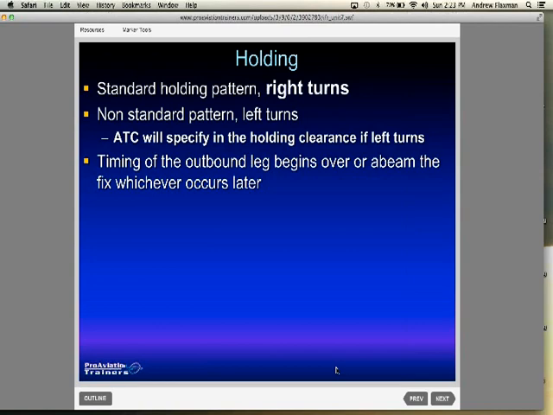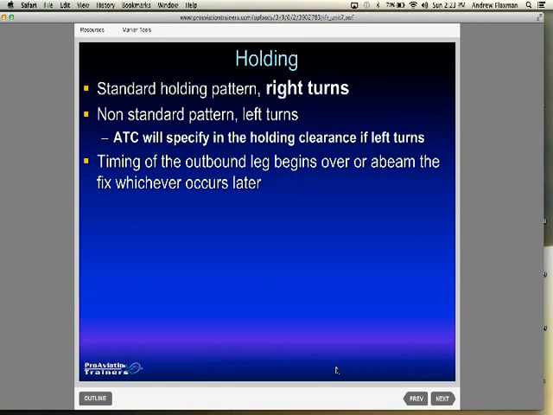Timing of the outbound leg begins over or abeam the fix, whichever occurs later. So let's say we're flying to the snow VOR. You may even want to draw this out yourself. If we're flying inbound to the snow VOR, and that's our inbound leg, we're flying on a 270 degree heading towards the VOR. We now hit it, and we have to start making a right turn to go start our outbound racetrack.